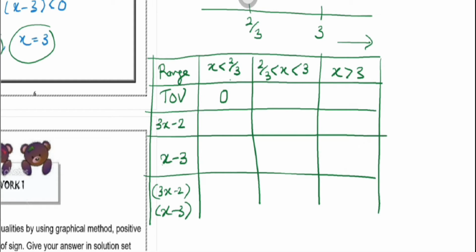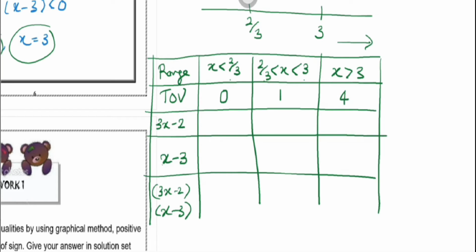Okay, and then the second one, we have to choose in between 2 over 3 and 3. Nombor apa yang antara dia? Kita boleh pilih, katakan nombor 1. And then last one, x is greater than 3. We can choose nombor yang lebih besar daripada nombor 3, katakan nombor 4.